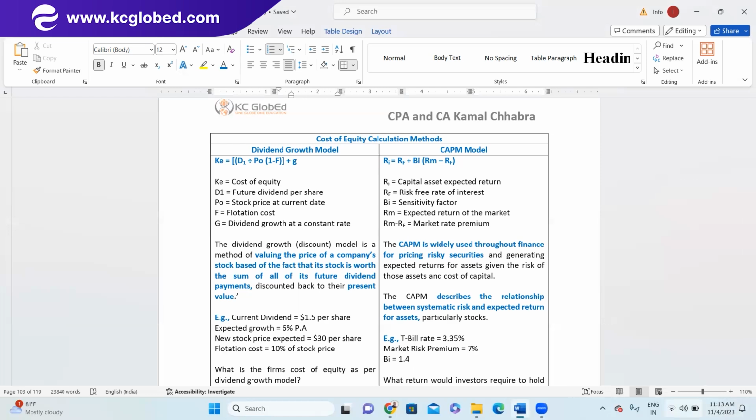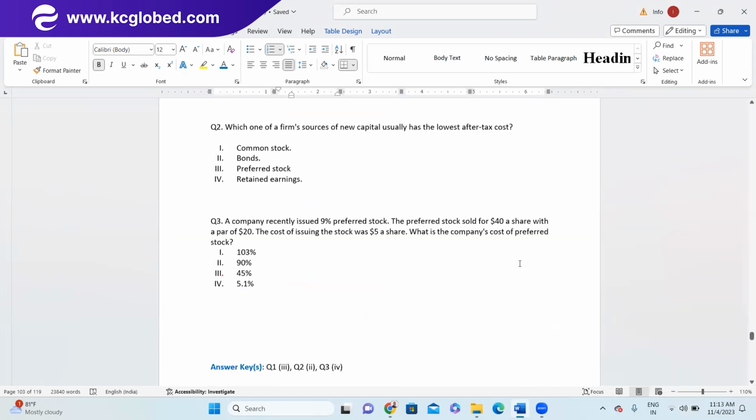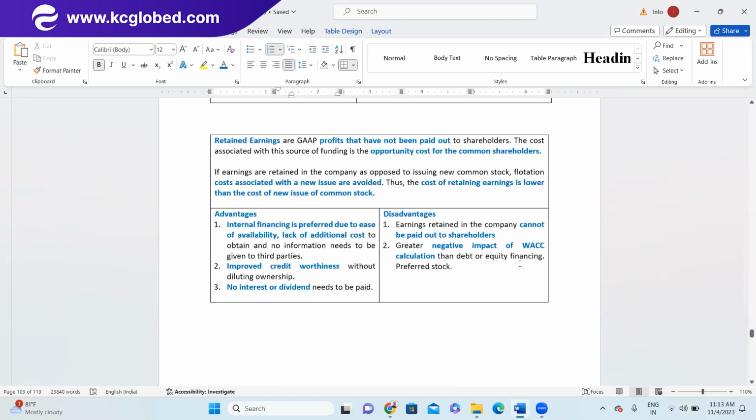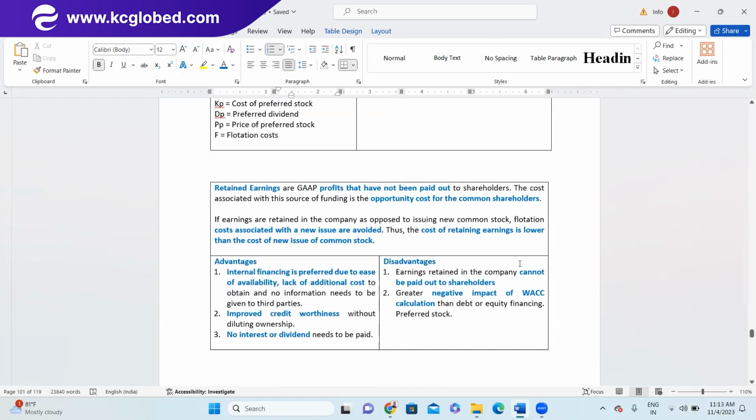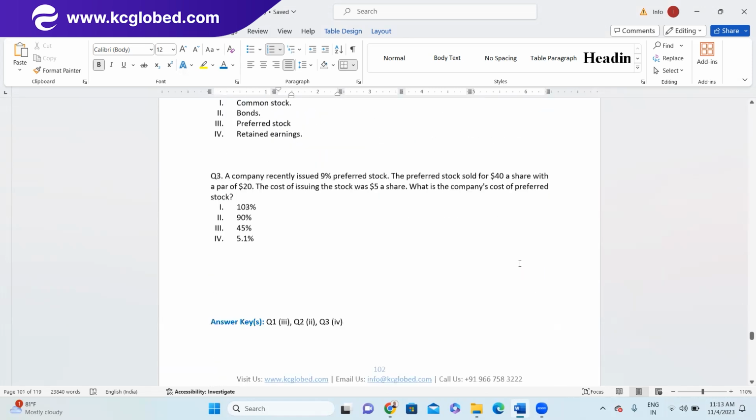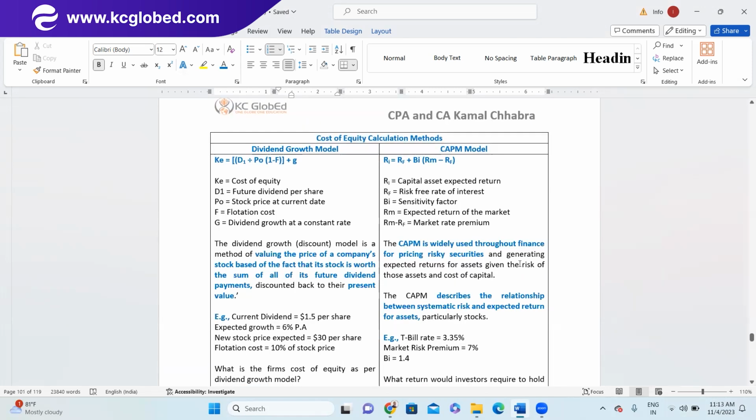Audible now? Yes, fine. So have we covered this one? Cost of equity calculation? No, sir, this one is left. This one we have not covered. So we have covered till here, you're saying? Till retained earning? Yes, sir. Okay.